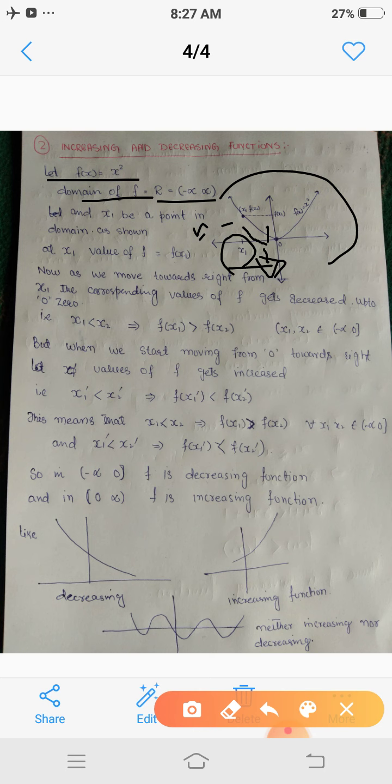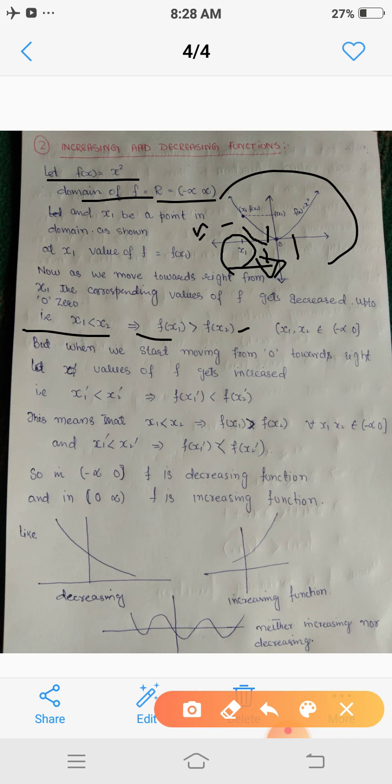So we can write this statement as x1 less than x2 implies that the value of the function at the smaller point is greater than the value of the function at the larger point, for all x1, x2 up to point 0.